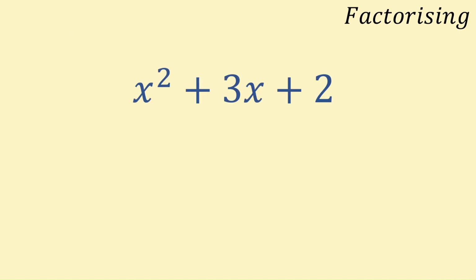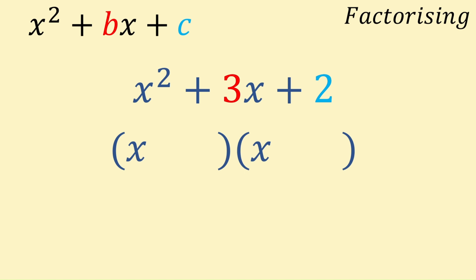The classic form for quadratics is ax squared plus bx plus c. The letters just represent a number. In this video, we're only looking at a single x squared, so a is always 1. We can get rid of it. In this case, that means b represents 3 and c represents 2. Now, just draw two brackets like these, each with an x at the start. This is the first part of our factorised answer.